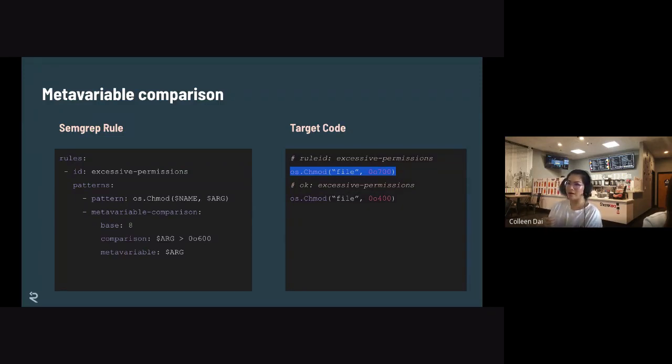If we look at the Semgrep rule, we see that we're using a pattern with metavariable comparison. And we see that there's this base key that we've set to 8. What this base key does is it interprets metavariable values found in the code with the specific base. So if we give 8 to this base key, this means that the metavariable values are interpreted as octal. And if we look at the target code, we'll catch the case where we're doing chmod with mode octal 700, but chmod with octal mode 400 is okay.